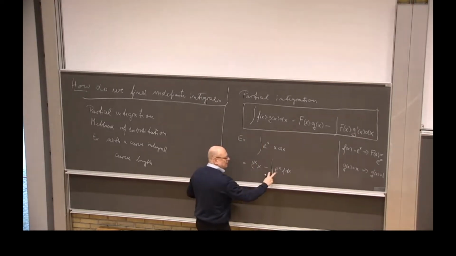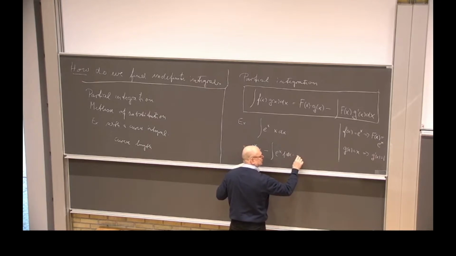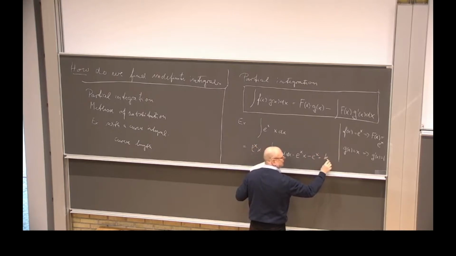Now this is just the indefinite integral of the exponential function, so this is the exponential function itself. So I get e to the x times x, that was the first term, and then this integral is e to the x. And then you just write some constant.